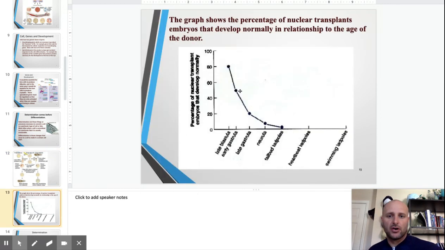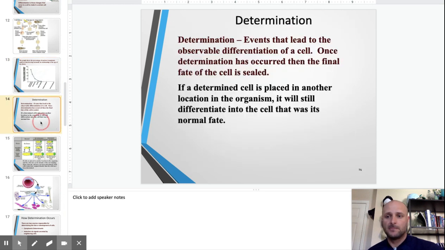This graph shows if you're going to do some sort of nuclear transplant like they did with the sheep Dolly to make a clone essentially, but it doesn't have to be a clone. It can just be implanting the nucleus into an embryo, any embryo. And if you do it early enough, you get a pretty high success rate of full healthy development. That's because the earlier you do it, the more totipotent or pluripotent the cells are, which is better.